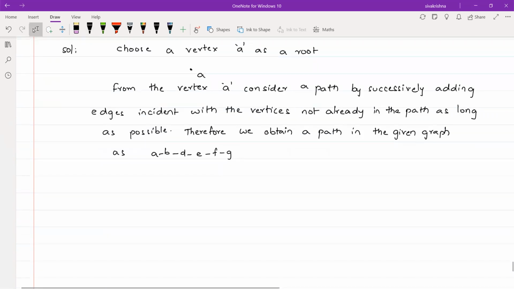Okay. So we have to start with the small a and we have to reach B. And after that, we have to reach D and then D to E and then E to F. And after that, we have to reach G. So this is the path. So this is A, this is B, this is D, this is E, this is F, and this is G.